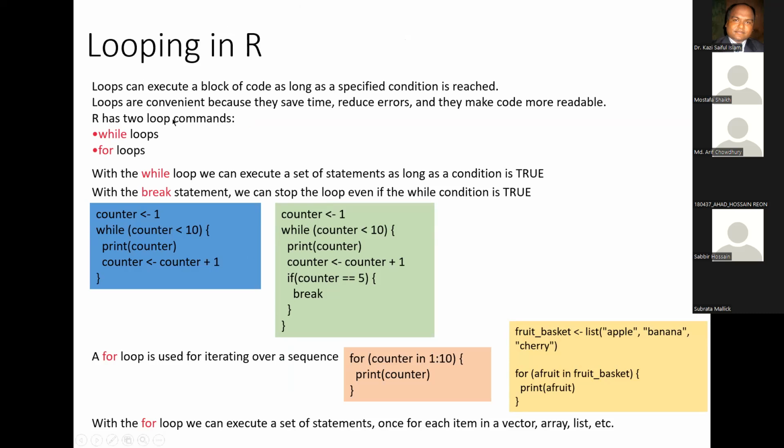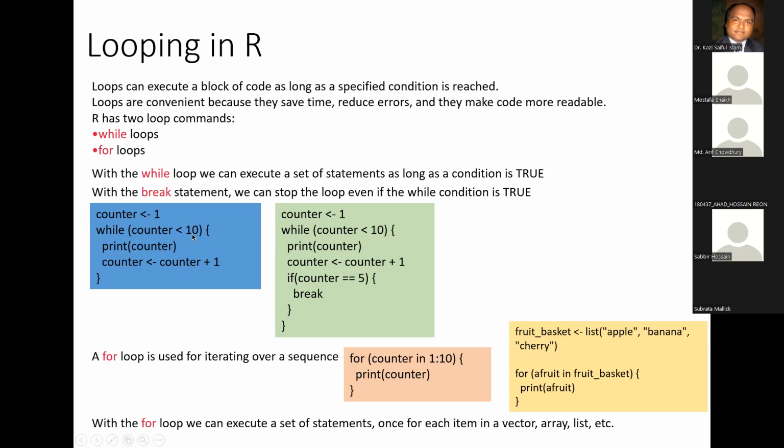There are two kinds of loops in R: while loops and for loops. The while loop example is like this one. You start with a variable like a counter, and then while count, you can see there is always a condition here. While the counter is less than 10, you keep on doing something.